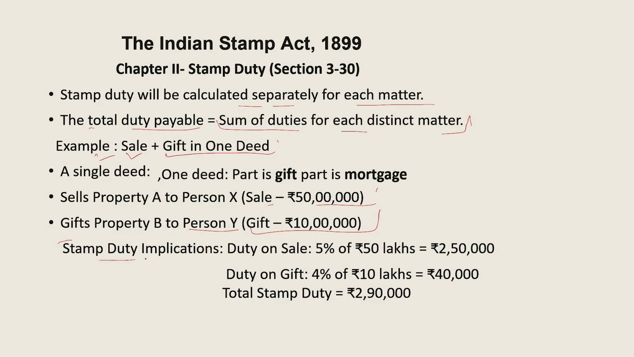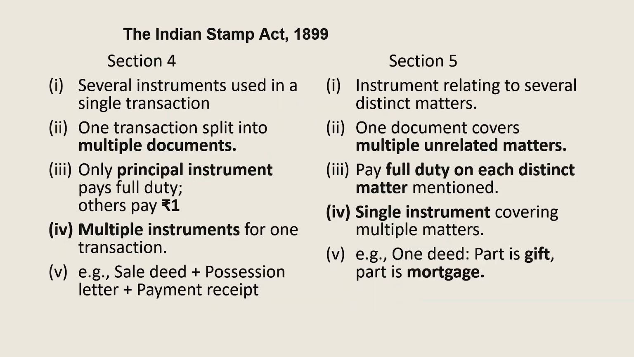So the stamp duty implication is: duty on sale, 5% of 50 lakhs, is 2,50,000. Duty on gift, 4% of 10 lakh, is 40,000. So the total stamp duty here will be 2,90,000 rupees.